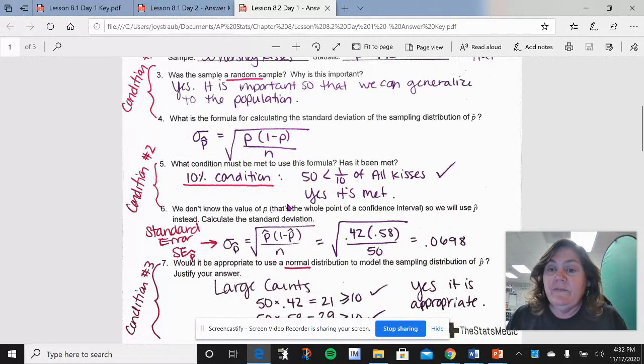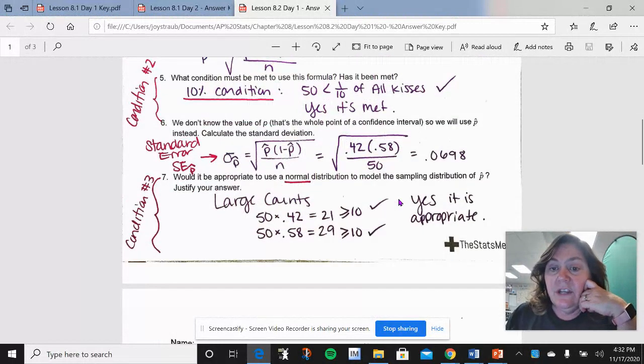Here's your formula, the 10% condition. So we're assuming that we know that 50 is less than 1/10 of all kisses. There are more than 500 of these chocolate kisses that will probably be sold in matters of minutes at the stores around Christmas time especially. All right, so that will be met.